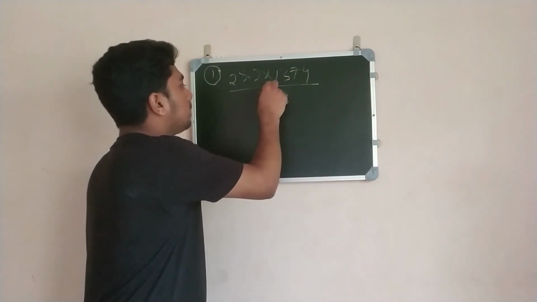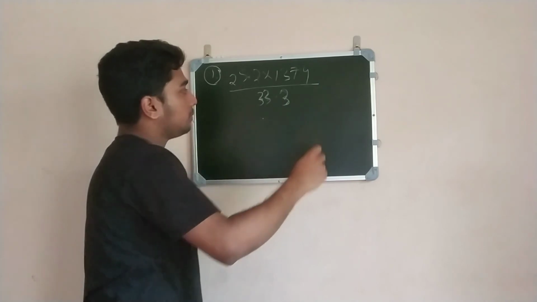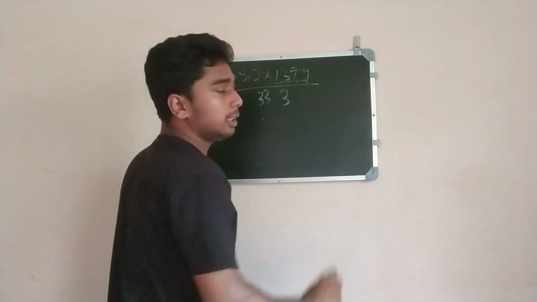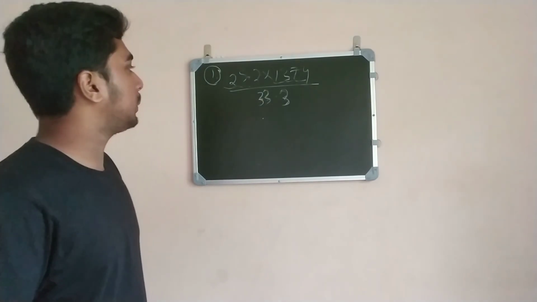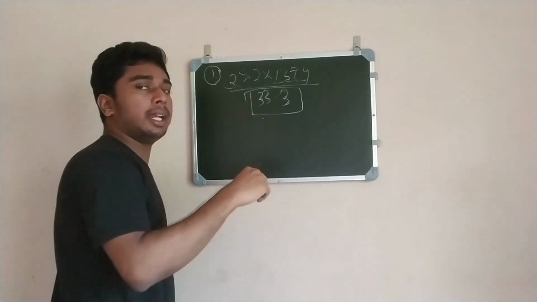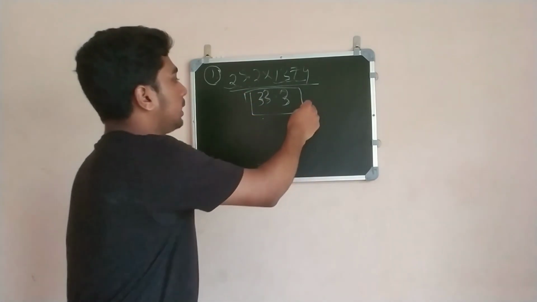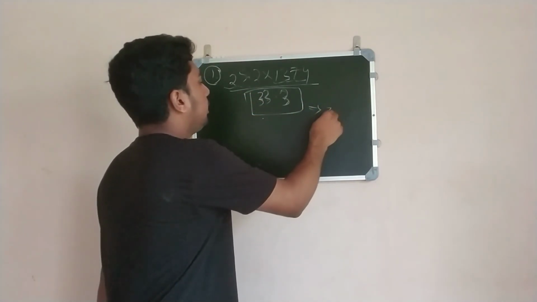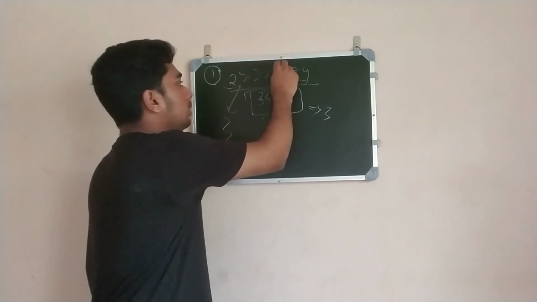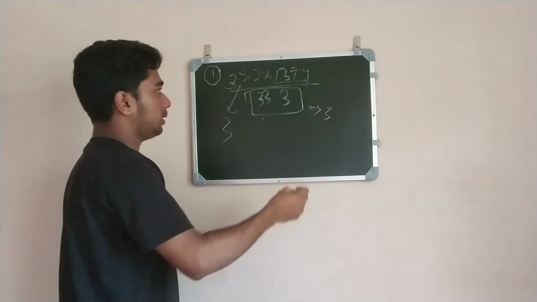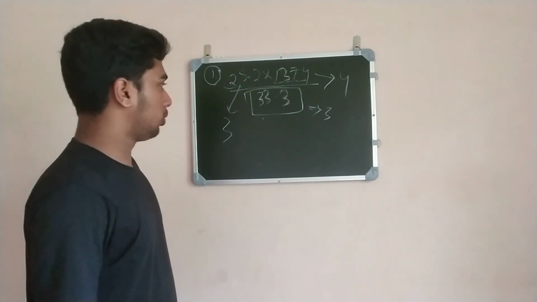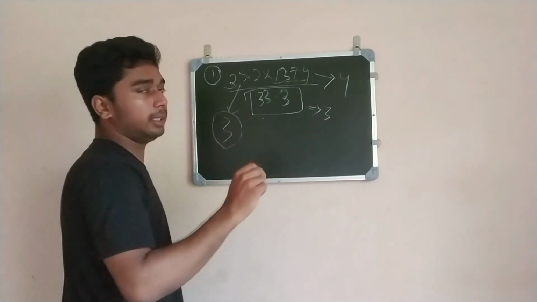So in this case, search for a number which possesses the minimum number of significant figures. Then you will notice that this number has 3 significant figures, this number has 3 significant figures, and this number has 4 significant figures. So the minimum number of significant figures is 3.